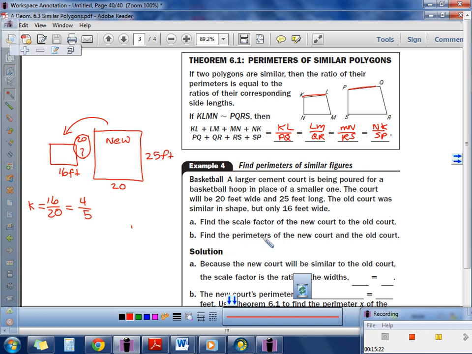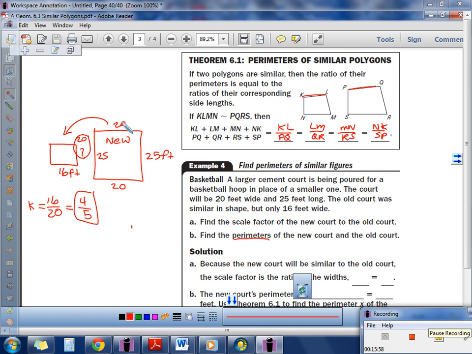The last thing, find the perimeters. Well, you could obviously transfer 20 over, 25 over, but that's a lot more work than you need to. The key thing you should remember is the perimeters will have the same ratio as your scale factor. So what's the perimeter from the new and the old? 4/5. So there's your perimeter scale factor. You can use that and multiply.